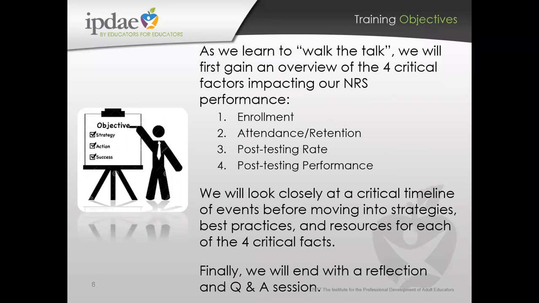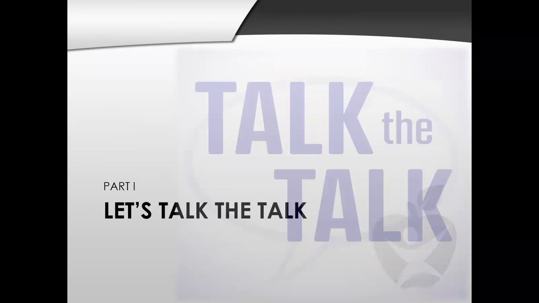In the second part, as we learn to walk the talk, we will first gain an overview of the 4 critical factors that impact our NRS performance. These 4 factors, as June opened up with, are enrollment, attendance and retention, your post-testing rate, and your post-testing performance. We will also look at a critical timeline of events before moving on to strategies, best practices, and resources for each of these 4 critical components. And finally, we will end the session with a reflection and a Q&A. So is everyone ready? If you are, let's get started.